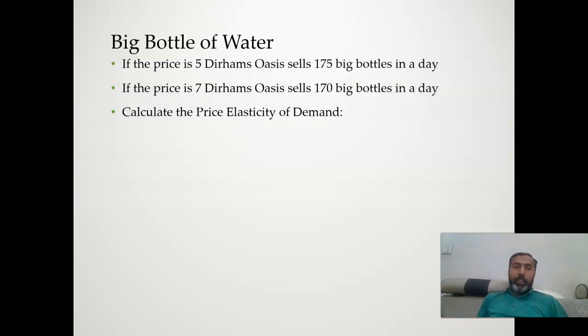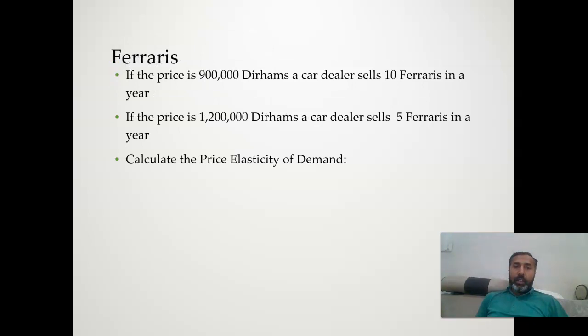On the next slide, again, there is another example for practice purposes, which you can solve. And on the next slide, there is a third example in which P1 is 900,000 and Q1 is 10, while P2 is 1.2 million and Q2 is 5. By putting these values in the formula, you can easily find the values of price elasticity of demand. If the absolute value of price elasticity of demand is greater than 1, it will be elastic demand. Less than 1, it will be inelastic demand. And if the PED absolute value is equal to 1, we will call it unit elastic demand.